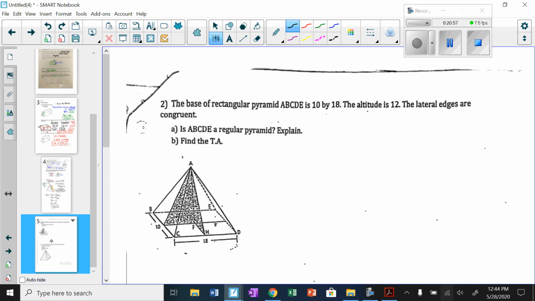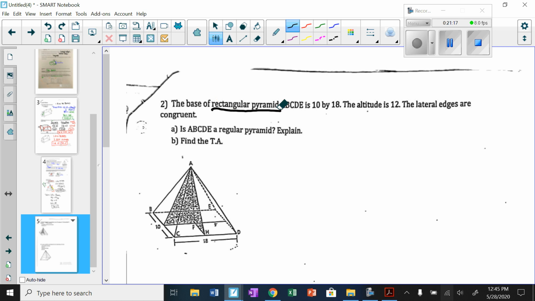Okay, so now this next one is going to be a little bit tedious, just warning you. The base of a rectangular pyramid A, B, C, D, E is 10 by 12. The altitude is 12, the lateral edges are congruent. All right, the base of this rectangular pyramid. That means this pyramid's base is a rectangle.